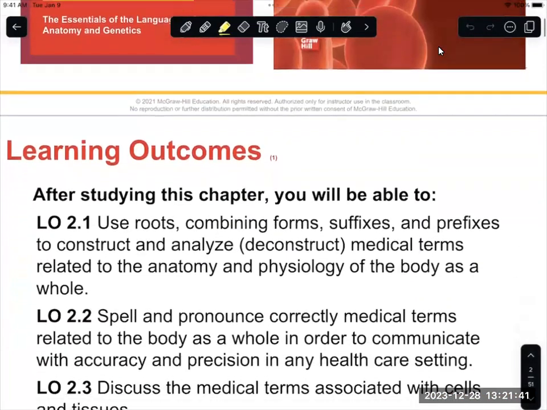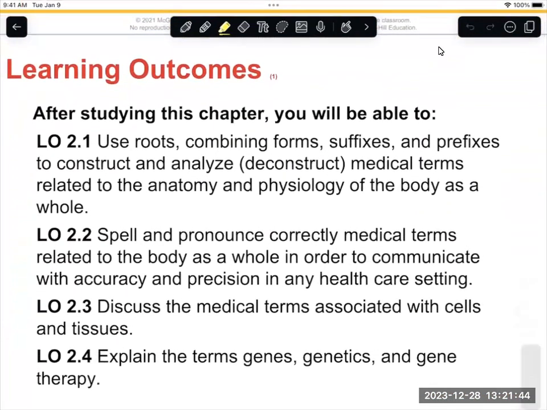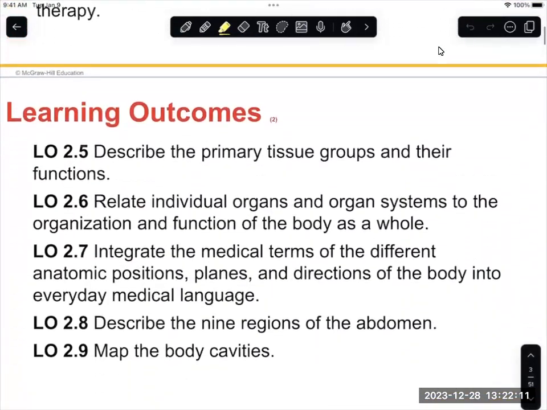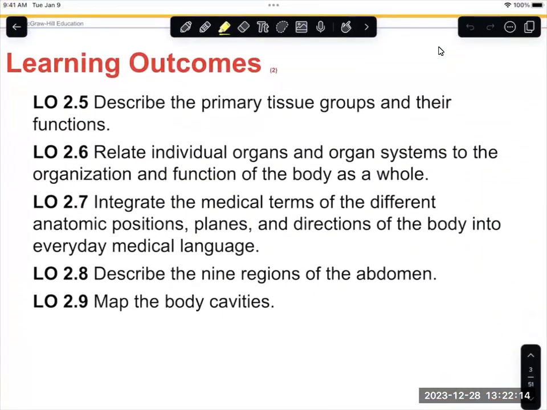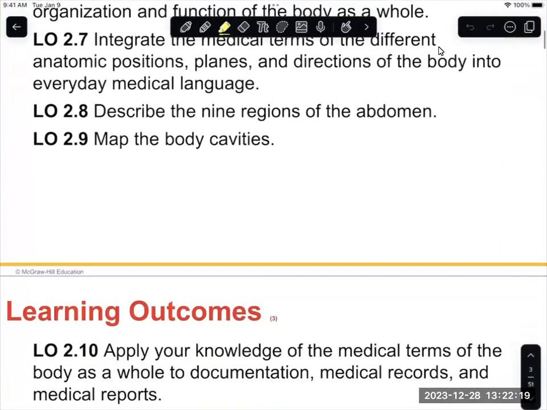So what we're going to work on today is using roots, combining forms, suffixes, and prefixes to construct and analyze, deconstruct medical terms. We're going to do these that relate to the anatomy and physiology of the body as a whole. We're going to work on spelling and pronunciation of these different medical terms with cells and tissues, genes, genetics, genetic therapy, tissues, and we're going to look at maps of the body cavity. So we're going to do a lot of different things in this chapter.